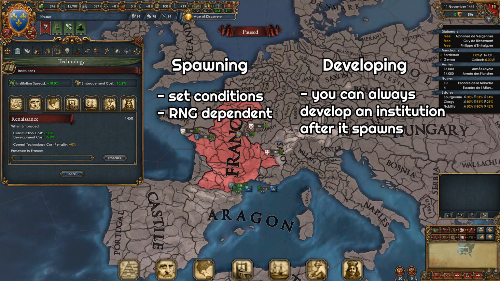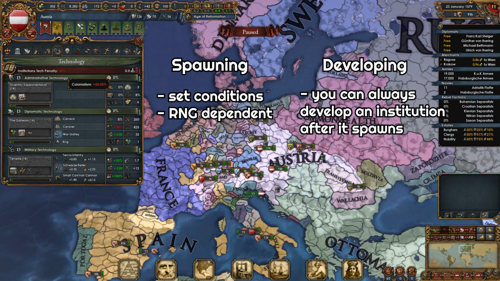Once you have spawned or developed the institution, you can then embrace it once it spreads to 10% of your nation's development. This gives you a modifier depending on the institution, and also it removes the institution tech penalty, which is the main reason you need to embrace institutions as quickly as possible. So next, we will go over what conditions you need to spawn an institution and what modifiers you can use to spread institutions in your provinces faster, and finally, how do you optimally develop an institution.